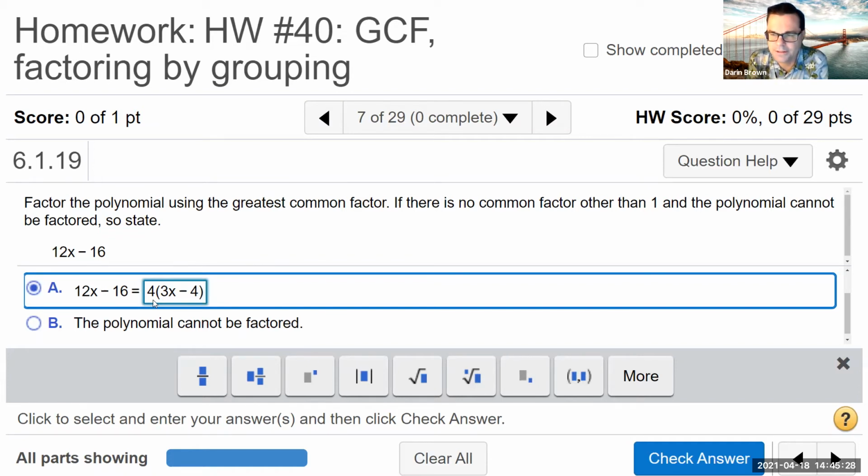Notice that you can always check this by distributing. So if you're not sure you've done this right, distribute through. If I distribute the 4 across, what would I get? I'd get 12x minus 16. And then just make sure that there's nothing else that can be factored. So check what's inside the parentheses here and make sure that you haven't missed any other factors.